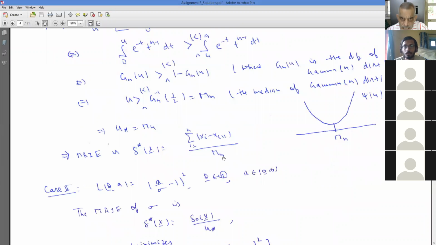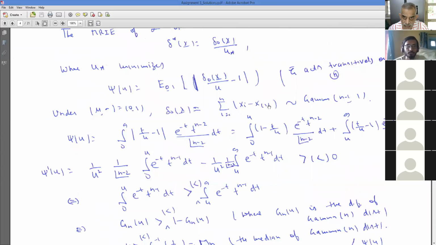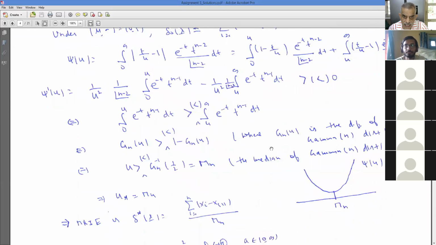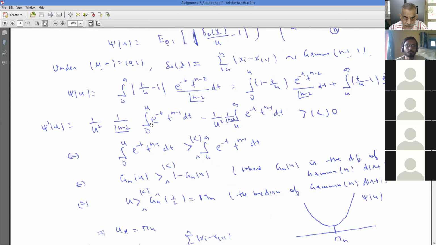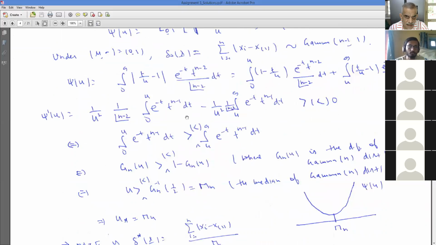So the only thing which you needed here is the distribution of the summation of Xi minus X1. That is the one thing which you need. You needed a differentiation of a composite function of the type 0 to u. So you needed a differentiation of a composite function of this type, right? Yes, sir.